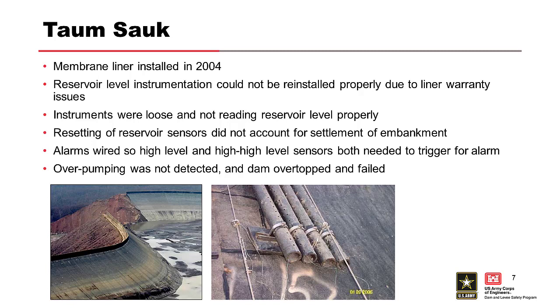This slide also includes the outline of the membrane installation and problems associated with installing the reservoir level instrumentation. A cable and turnbuckle system was rigged up to install the reservoir level instrumentation. However, it was located near the intake outlet of the structure and loosened with time and was not reading the correct reservoir level. In addition, settlement of the embankment was not taken into account, and the reservoir level sensors were wired so that both the high level sensor and the high-high sensor would need to be triggered before an alarm was sent to a control center.